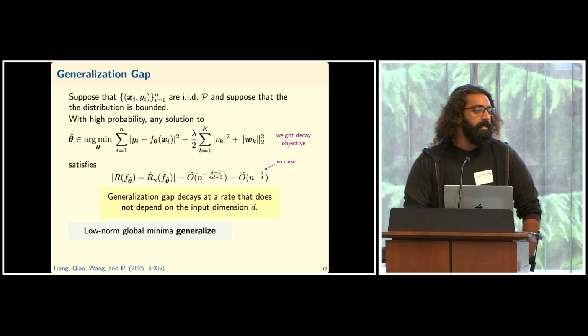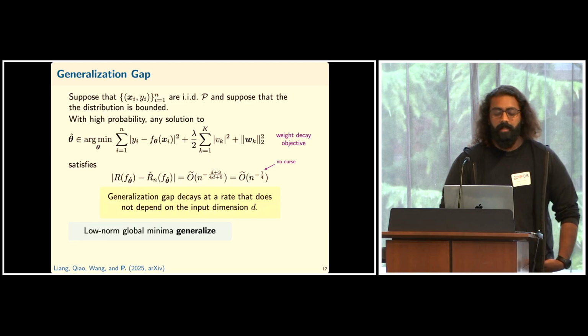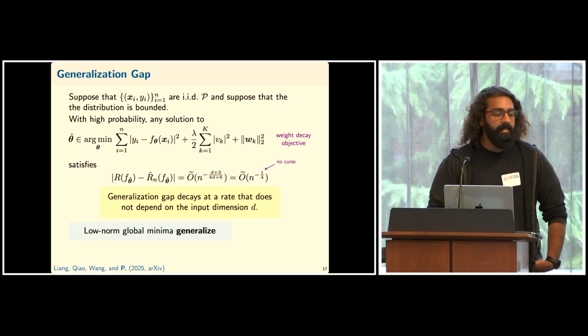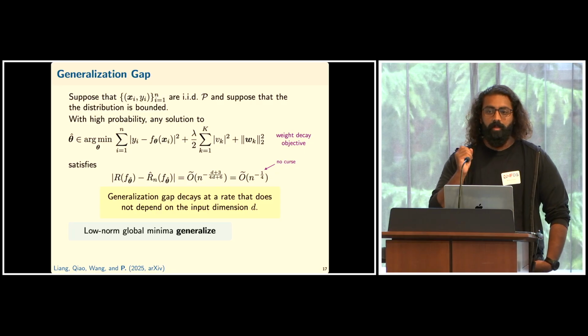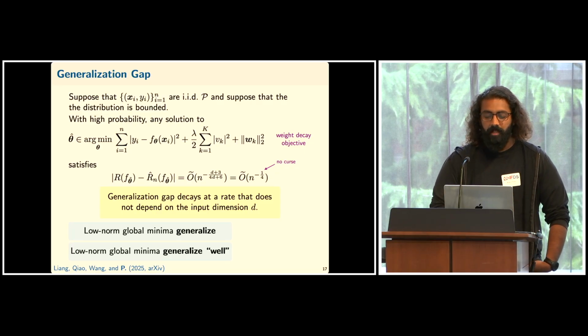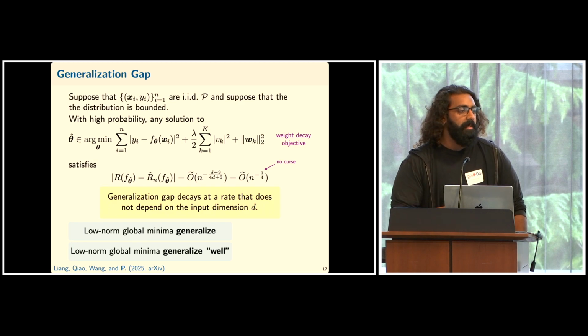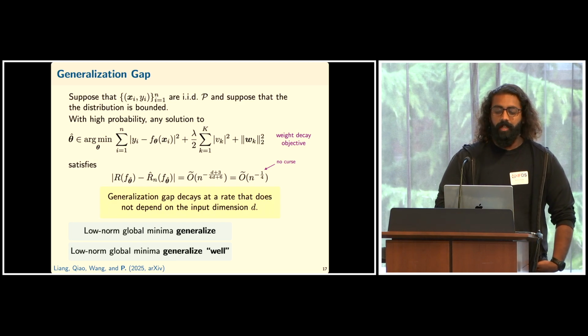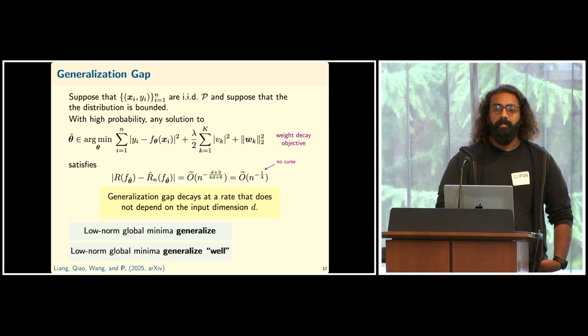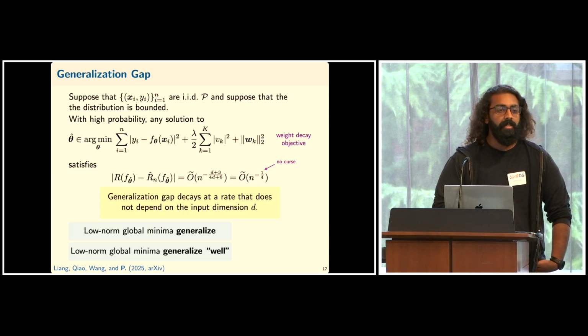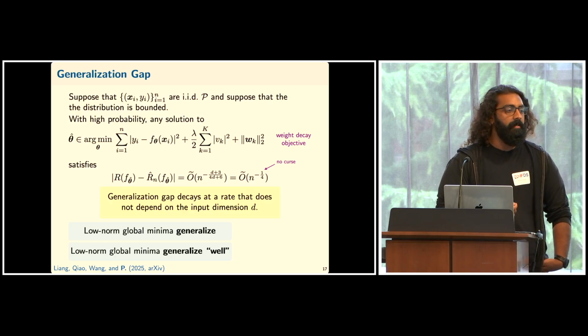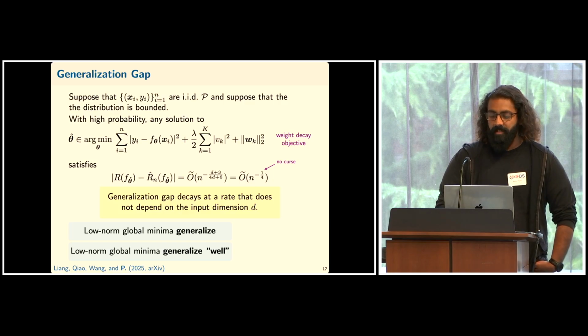So maybe you want to say that low norm solutions or low norm global minima generalize in the sense that this generalization gap goes to 0 as n goes to infinity. And then maybe you want to say that low norm solutions also generalize well because this rate doesn't depend on input dimension. The story will be very different for local minima that are flat.